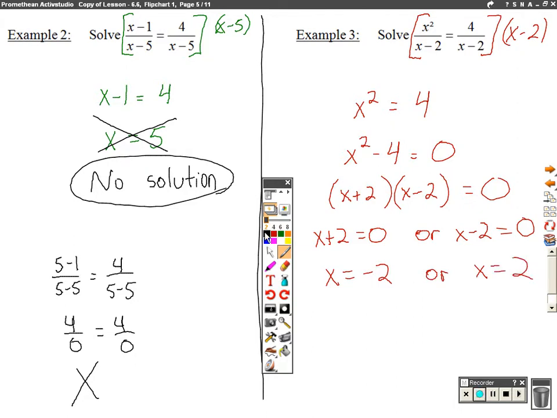Sometimes both of these solutions work, sometimes one of them works and one of them doesn't, and sometimes neither of them works. And you'll notice when you check x equals 2, you get 0 in the denominator. No good. The only solution for this is x equals negative 2. You end up getting 4 over negative 4 equals 4 over negative 4, which is true. So make sure you always check.